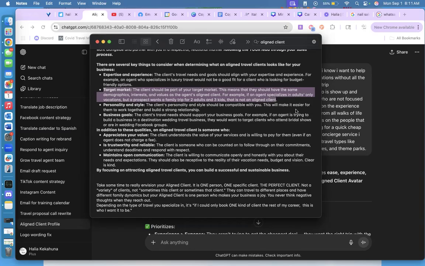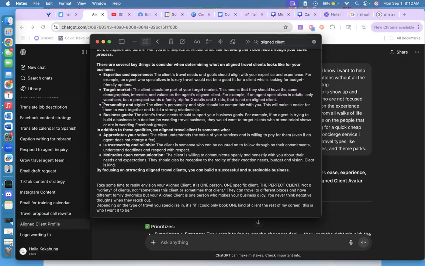So another example, if you specialize in adult only vacations, but a prospective client wants a family trip, that's not an aligned client, right? Again, can you still book them? Absolutely. That's up to you, but that's not an aligned client. And all of these key things are going to be part of that client profile that we're going to put together, okay?